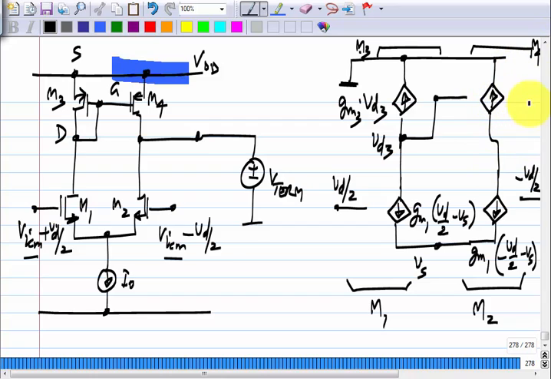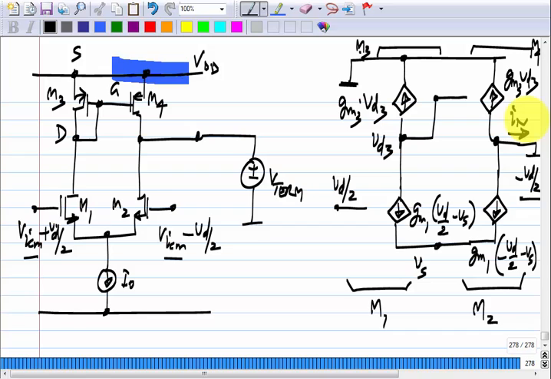Okay. What is this current source value? GM3 times VD3. And what is this connected to? Ground. And what is it that we want to find? Current here. Okay. That is the Norton equivalent current IN.